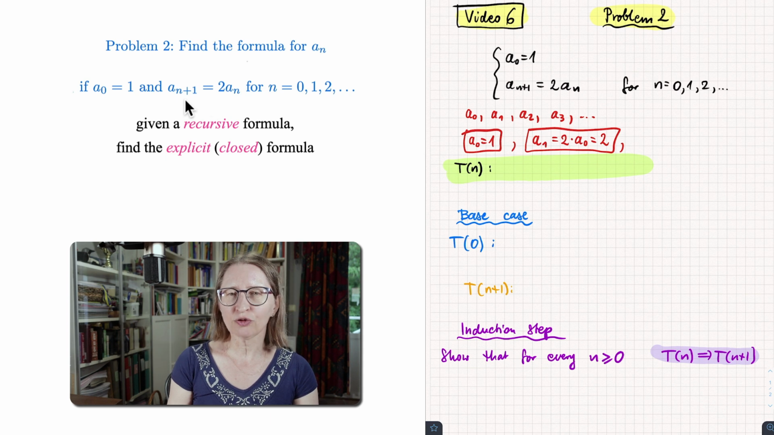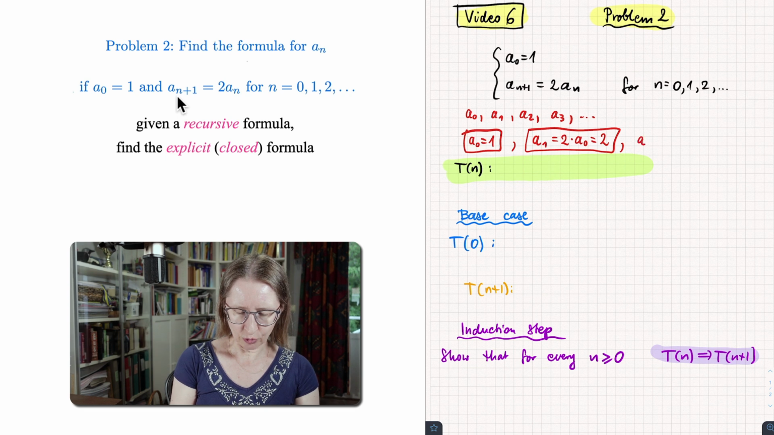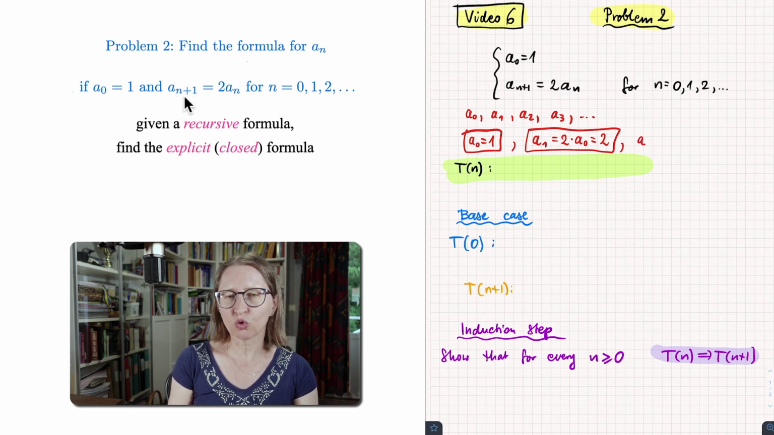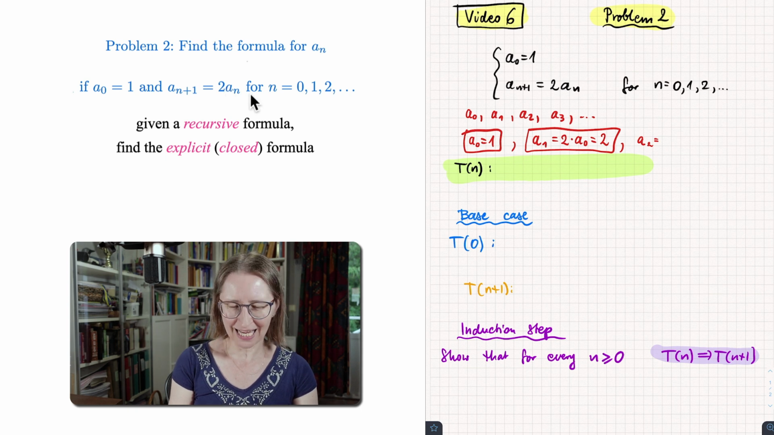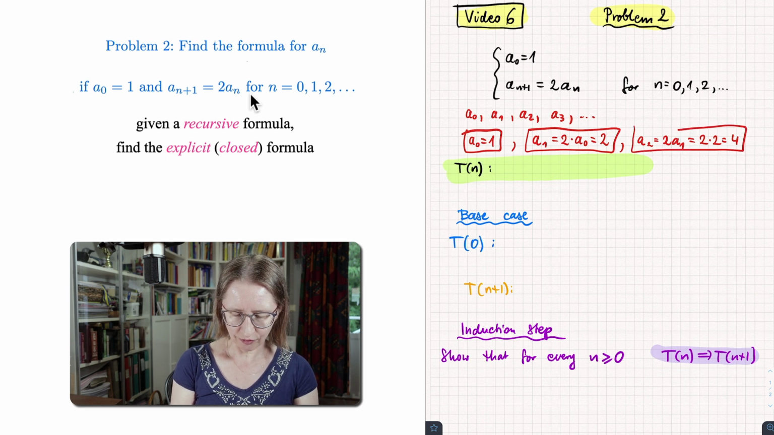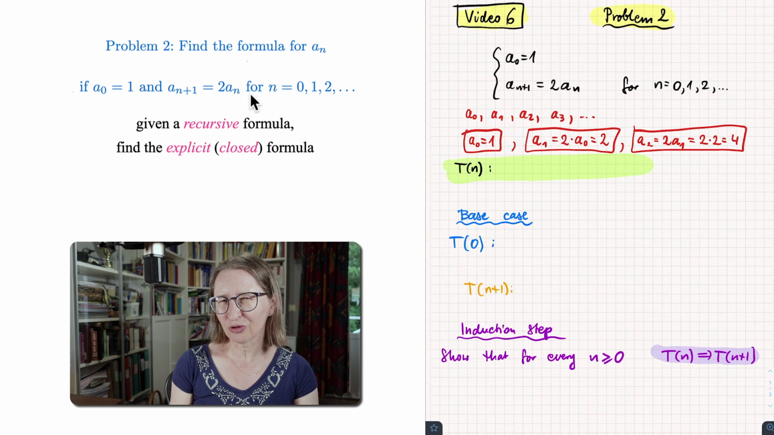And what about a_2? a_2 will be given in the following way, if I plug in n equal to 1 in this formula here. So I will get a_2 is equal to twice a_1, right? But I know already from the previous step that a_1 is equal to 2. So it will be 2 times 2 is equal to 4. So I have already a_2. And already now you can start guessing, right?